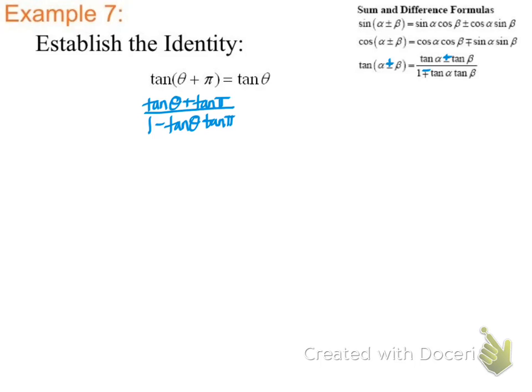Now at this point I'm going to replace what I know because I actually do know tangent of pi. I can look on my unit circle and see that it's 0. So I'm actually near done here because on the top I'll get tangent theta plus 0, which is just tangent theta. And on the bottom I get 1 minus 0 because tangent theta times 0 will be 0. And simplifying that, it's just tangent theta over 1, which takes me back to where I started. And I've done my full circle and I've established the identity.